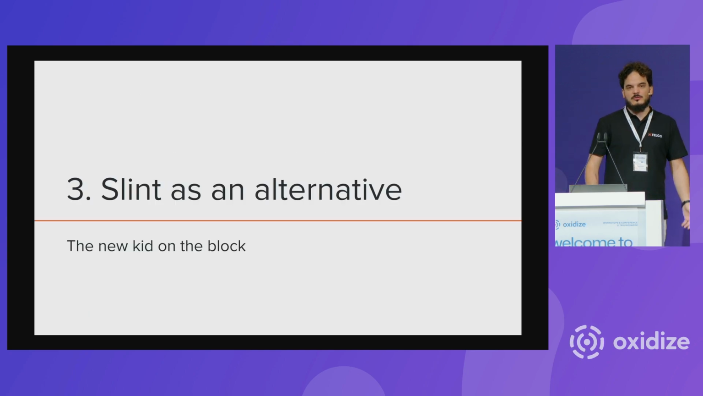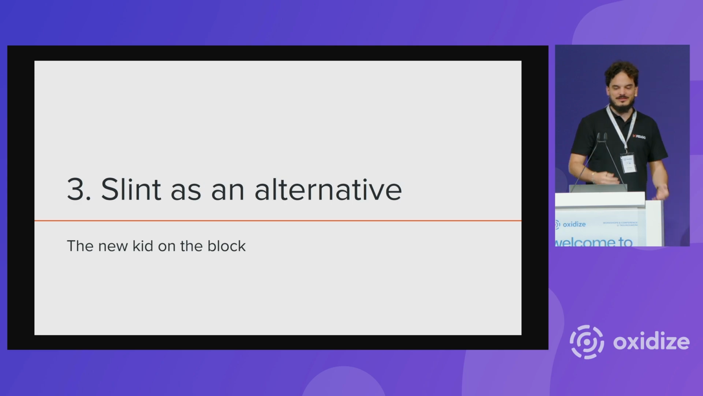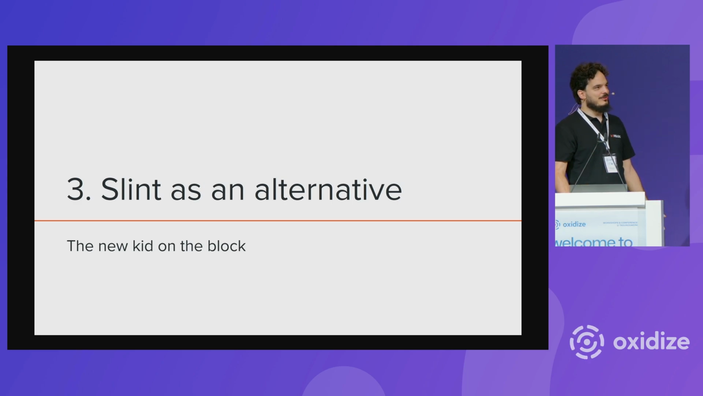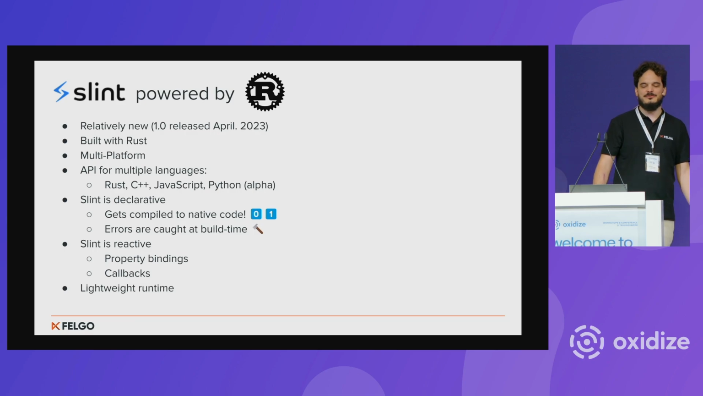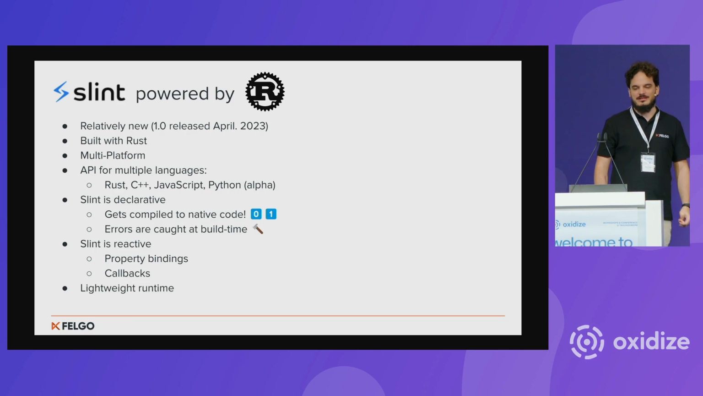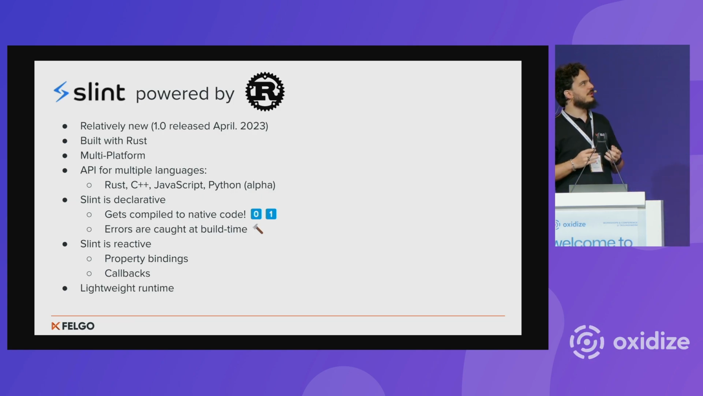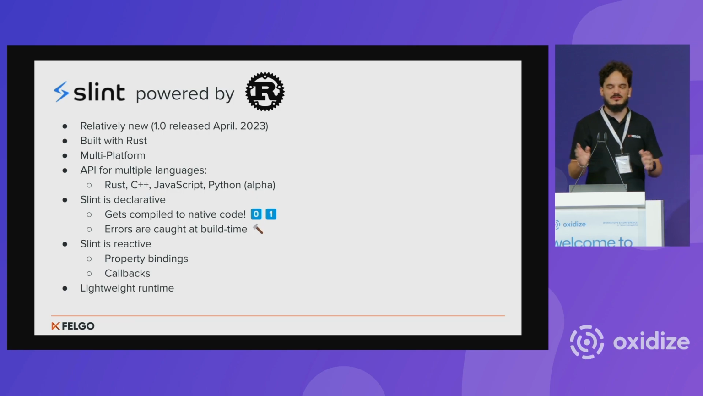And so we look at an alternative, and Slint is fairly similar, and it's a new language, new toolkit for Rust, and it was released, the first 1.0 version, a year ago. So compared to QML, it's really new. It's built with Rust, and it has APIs for multiple languages like Rust, C++, JavaScript, and even Python, but that's in alpha.